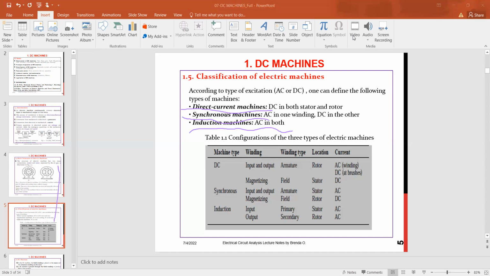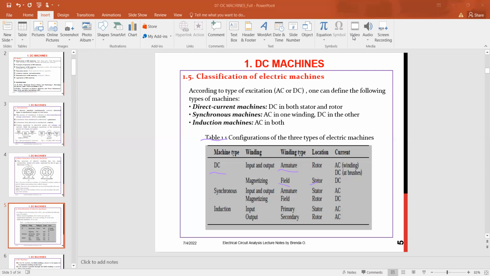You can see this from our table 1. These are the configurations of the three types of electric machines. For DC machines, the winding types are the armature and the field, which is the magnetizing part. The current is DC at the brushes and AC in the windings.